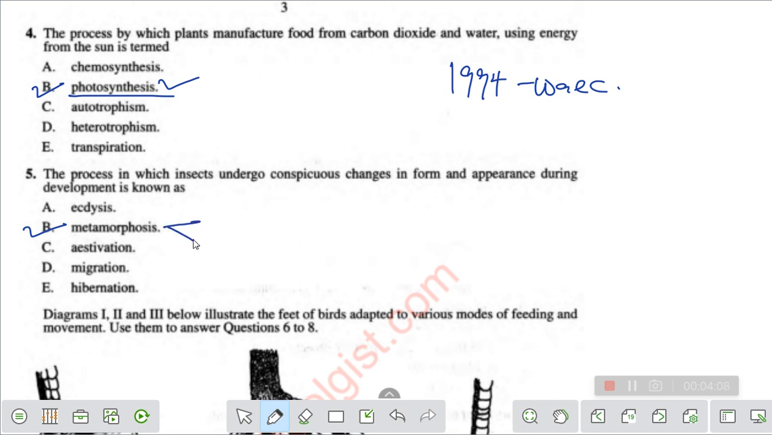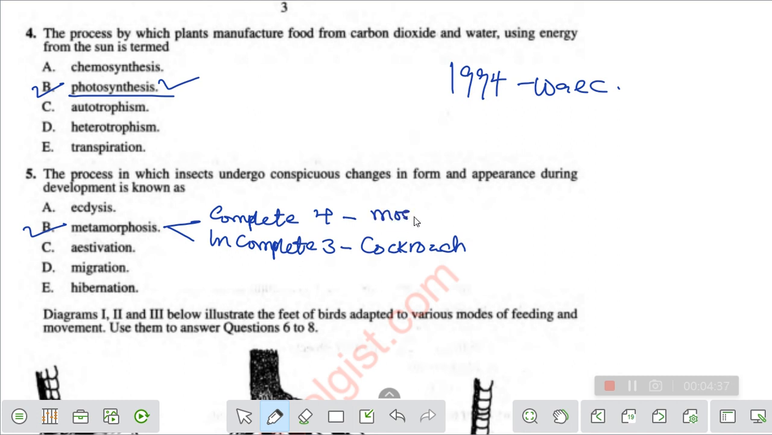And we have two types of metamorphosis. We have complete metamorphosis and incomplete metamorphosis. Complete metamorphosis involves four stages, from egg to larva to pupa and to adult. While in incomplete, we have egg, nymph and adult. An example of incomplete is the cockroach. In terms of complete, we have something like the mosquito. So those are complete metamorphosis. So that's just it. Our answer is option B.